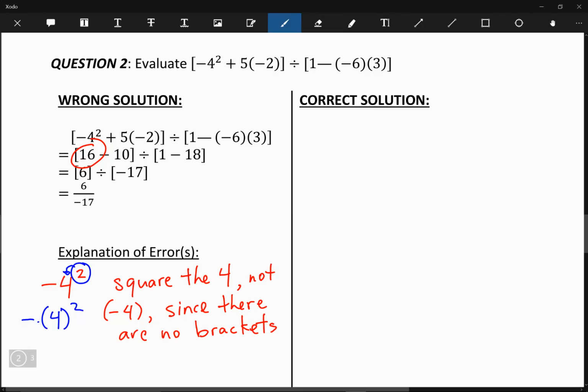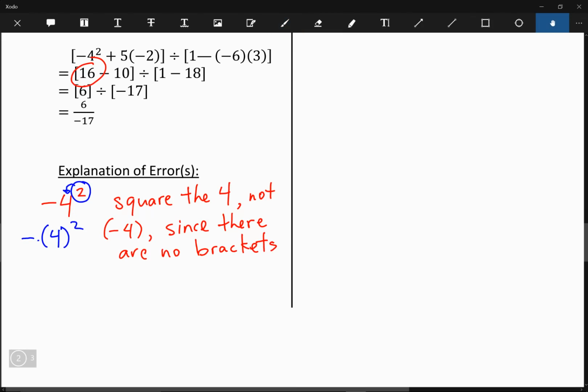Okay. The only time you do all of negative 4 squared is if you have something like this, negative 4 squared. That's when you do negative 4 times negative 4 and you get positive 16. But if it's negative times 4 squared, then you're going to have just one negative and you're supposed to get an answer of negative 16.